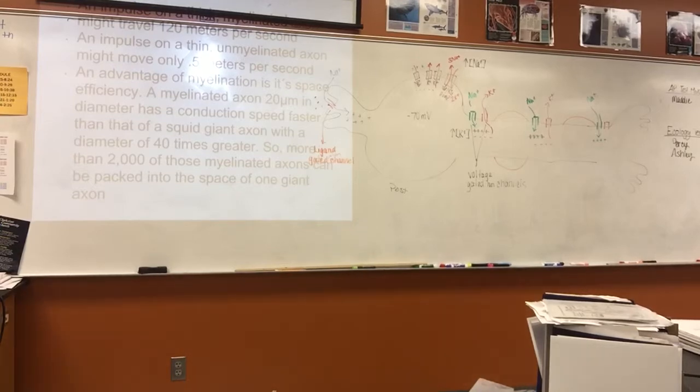if you think about space efficiency and how much space, I mean the axon's not this big, but if you have a certain amount of space, as it says here, you can fit more than 2,000 of our skinny axons that have myelination in the same space as this giant squid axon, and so therefore we can transmit way more signals in that same amount of space, all right? And so it's more efficient for us than having these giant axons.